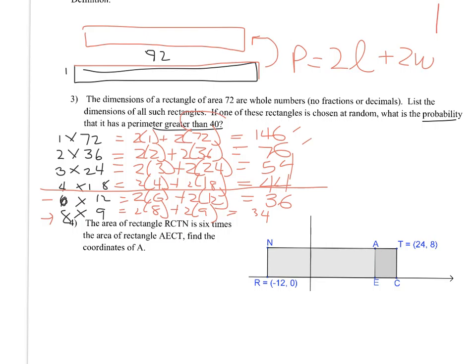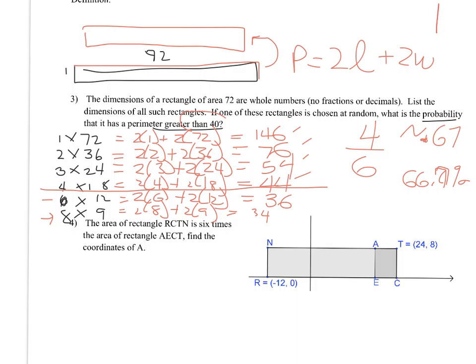So these first 4 out of a total of 6 are going to be greater than 40. So it would be 0.67, rounded off, or 0.6 repeating, or a 66.7% chance of the rectangles having a perimeter greater than 40.